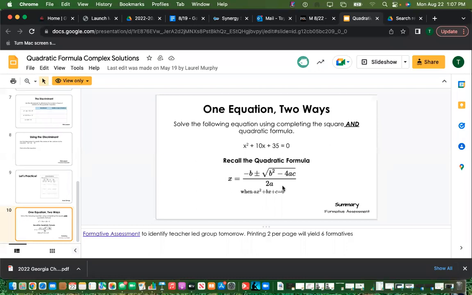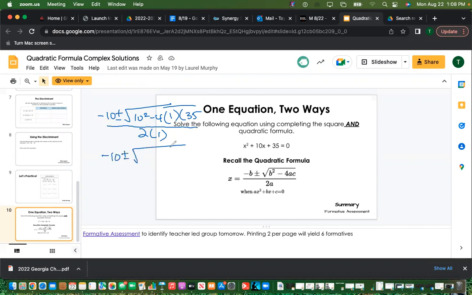Okay, so if I were to solve this, I would plug this into my quadratic formula. So this is going to give me negative 10 plus or minus the square root of 10 squared minus 4 times 1 times 35, all over 2 times 1. Now I'm going to simplify. So on the outside, it's already simplified. Okay, so that's going to give us negative 10 plus or minus 10 squared is going to give us 100. And then 4 times 35 is going to give us that negative 116.